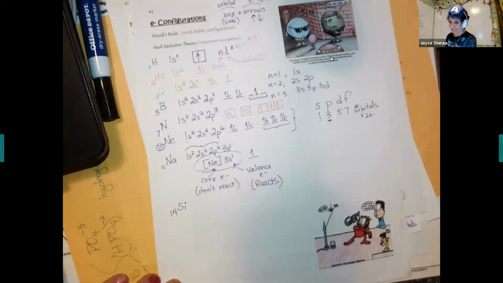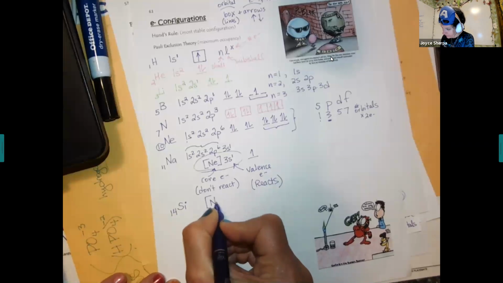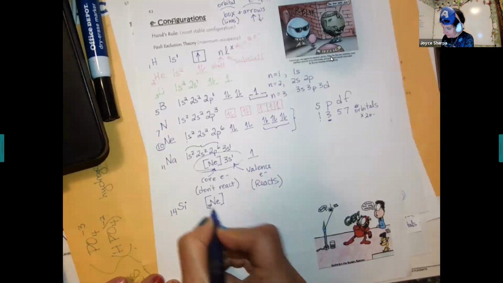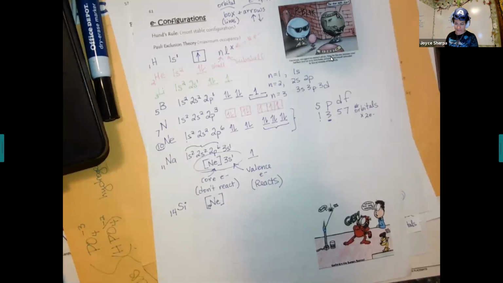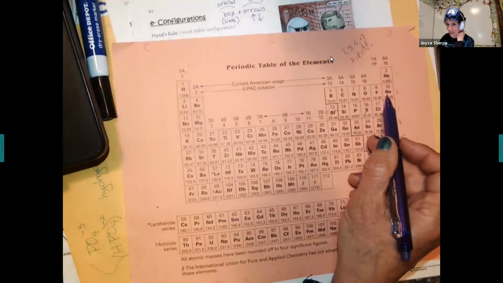So we're going to start with neon. And I'm going to show you in a moment how you know which noble gas to start with, but we're going to start with neon. And neon is element number 10. So I'm going to write the 10 there today to help us. So silicon is here. We're going to start with neon.